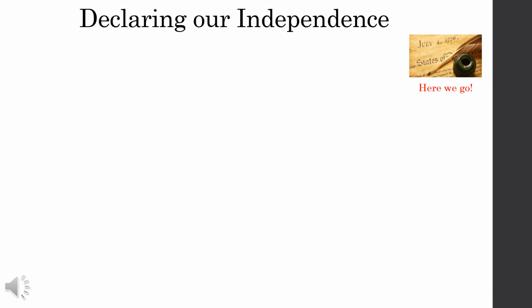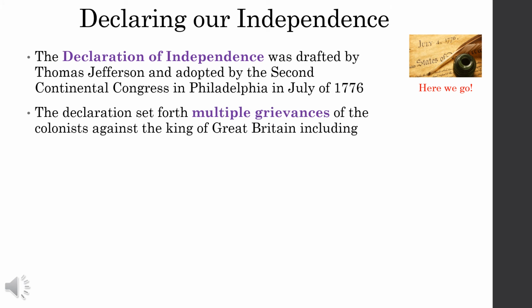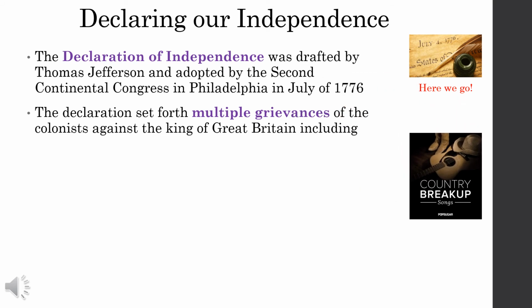Here we go. It's time to declare our independence. The Declaration of Independence was drafted by Thomas Jefferson and adopted by the Second Continental Congress in Philadelphia in July of 1776. And this document does two special things. Number one, the Declaration set forth multiple grievances of the colonists against the King of Great Britain. In other words, it's a country breakup song.